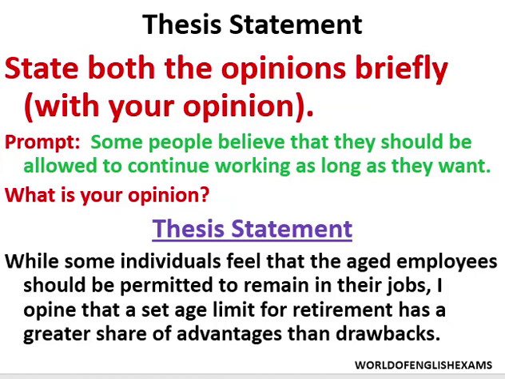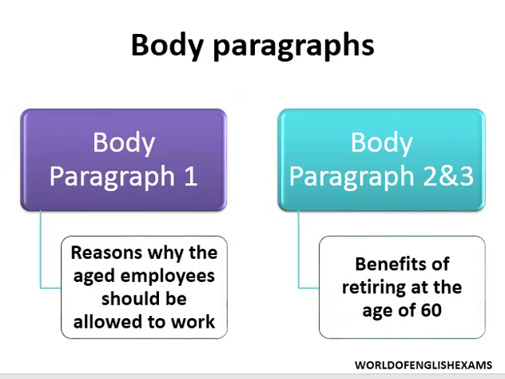Okay, cool. So that is how to write the thesis statement depending on your opinion. So here my body paragraphs are going to depend on the thesis statement. So what did I write in the thesis? I am agreeing to the view that people should retire at a set age of 60. So now writing the body paragraphs is a bit tricky here. So I'm just going to briefly overview that.